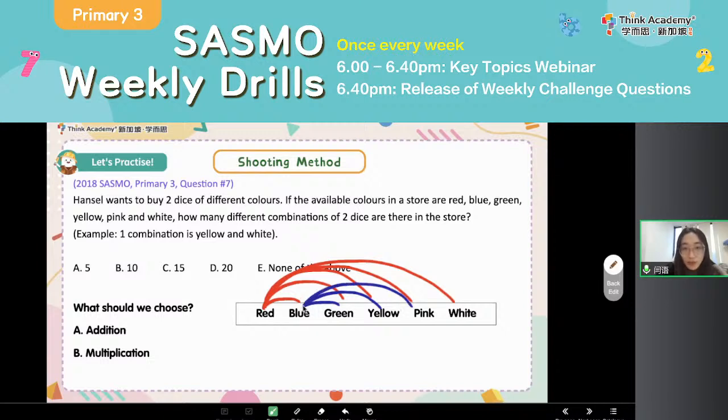So actually, we'll find that there is a pattern. So what is the pattern? Again, that is 5 plus 4 plus 3 plus 2 plus 1, which is 15. So 15 is the final answer. Okay, 15. Yes, good job. So again, we just add them together, right? You can just imagine that the 2 colors are shaking hands with each other, right? So that is the shaking hands method.